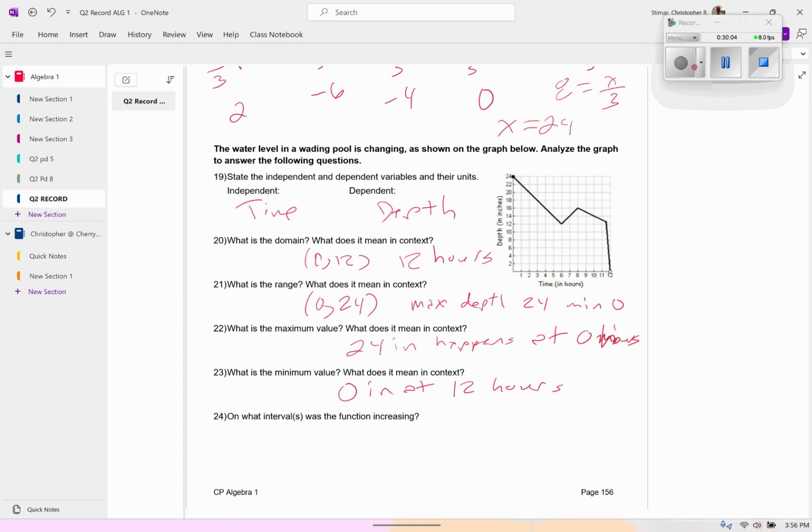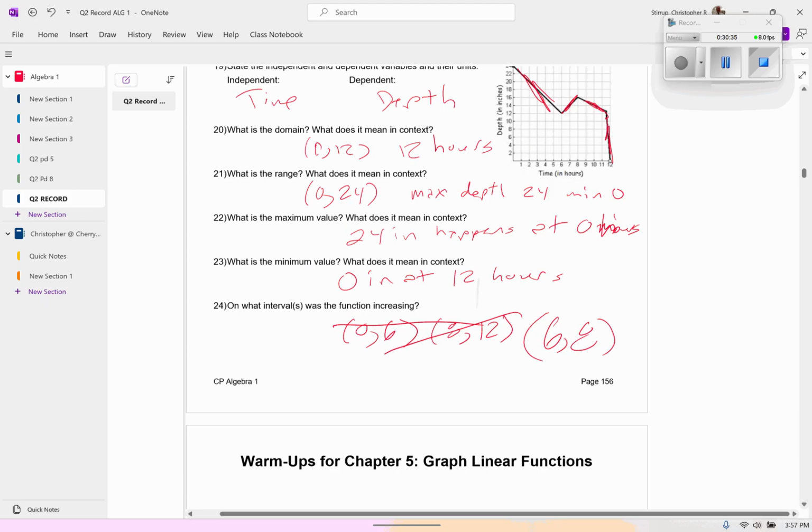On what interval is it decreasing? So it's decreasing here and here to here. So from 0 to, what is that x value? 6. And then from 8 to 12. Oh, wait, that was decreasing. That was decreasing, sorry. It's only increasing right there. So from 6 to 8. Didn't mean to make that mistake. Sorry about that, my friends.